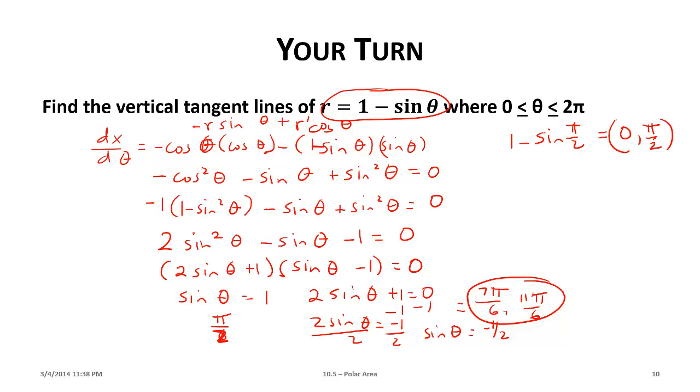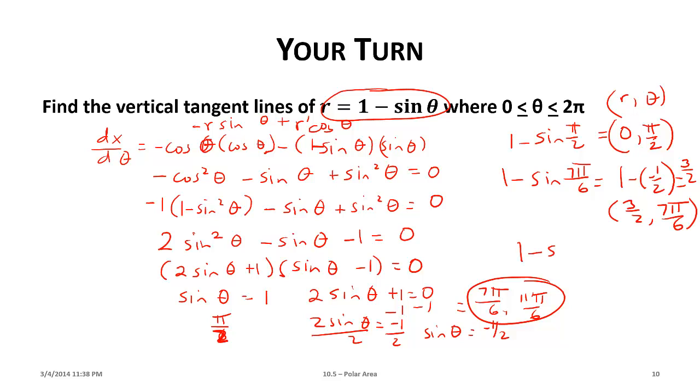Remember, you're going from r comma theta. We got 1 minus sine 7 pi over 6 equals 1 minus -1/2. Well, that equals 3 over 2. So our second coordinate is going to be 3 over 2 comma 7 pi over 6. And last but not least, 1 minus sine 11 pi over 6. So that's 3 over 2 and 11 pi over 6. And that also equals 3/2. So, when you plug it in, we get 3/2.